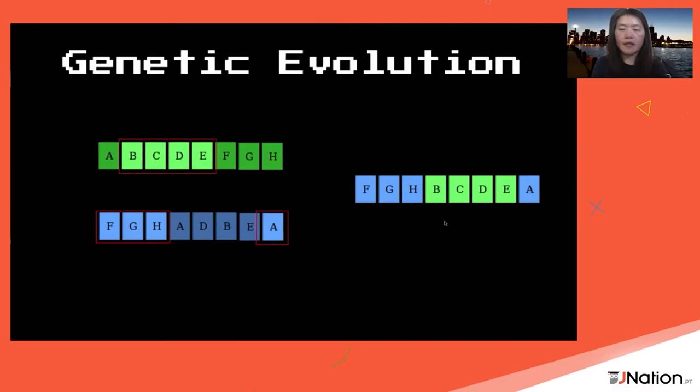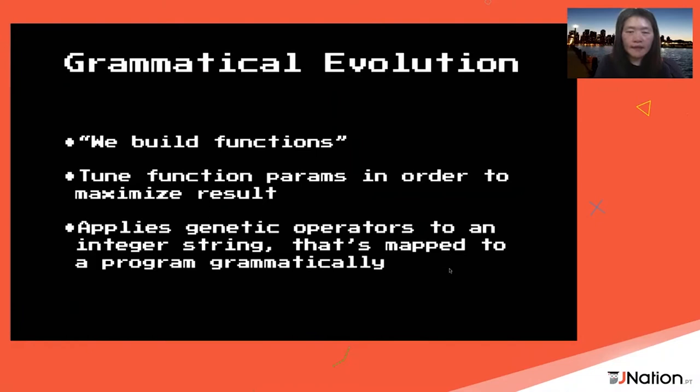So again, grammatical evolution, which I mentioned a little bit, uses functions and tunes these parameters. The nice thing about it is that it's mapped to the program grammatically. I'm just simplifying things here, but essentially you are translating all your choices and mapping them to some numerical representation.